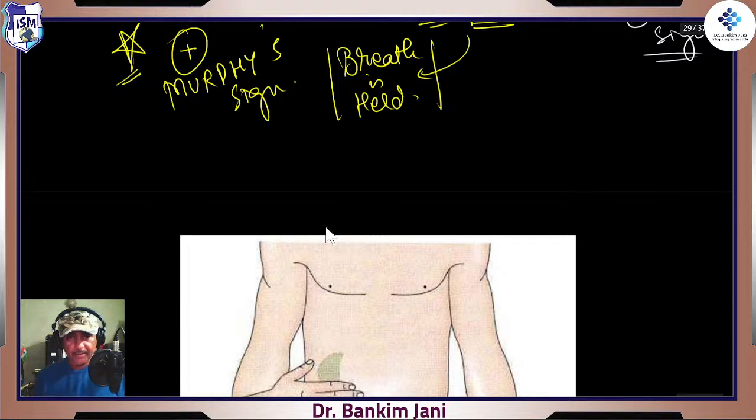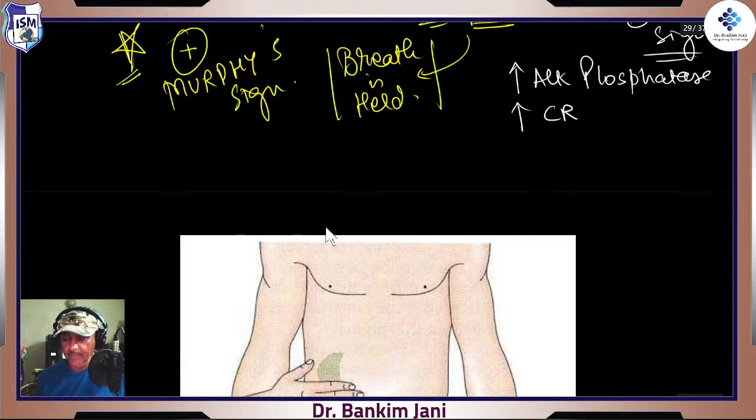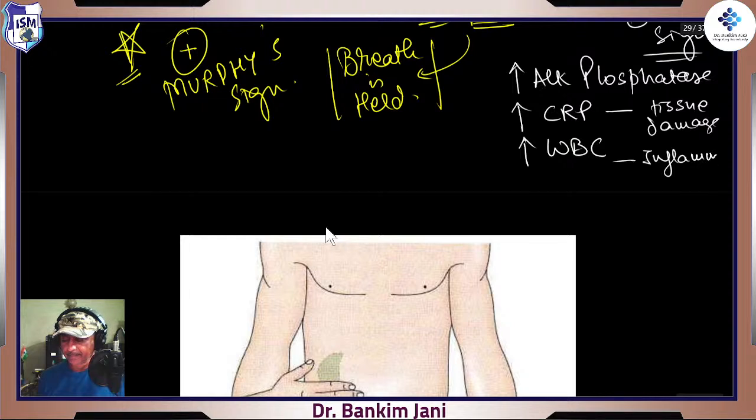Okay. In these cases, you will find increased alkaline phosphatase. You will find increased C-reactive protein. You will find increased WBC, right? This means that yes, tissue damage is there. This means there is definite inflammation, right?